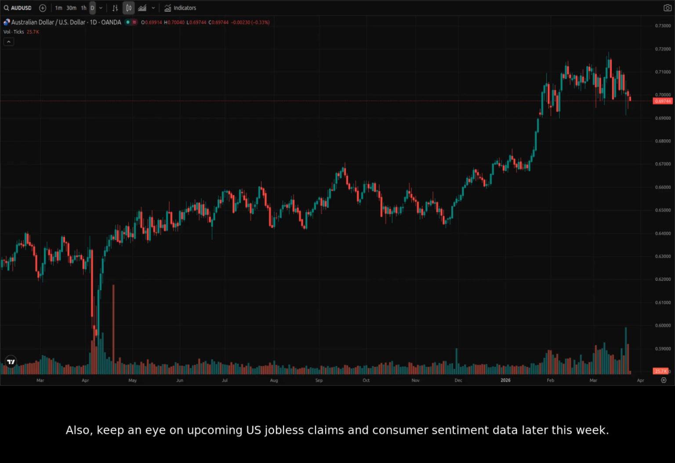Also, keep an eye on upcoming U.S. jobless claims and consumer sentiment data later this week. These will provide clues on the Federal Reserve's potential path and the relative strength of the dollar. Trading in this environment requires strict risk management and extreme patience for the right setup. Wait for confirmation of a level holding before committing to a long-term directional trade.